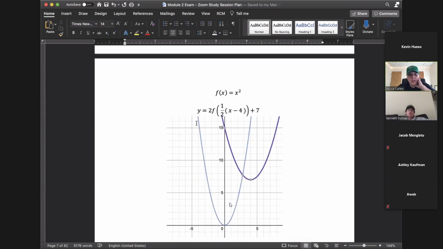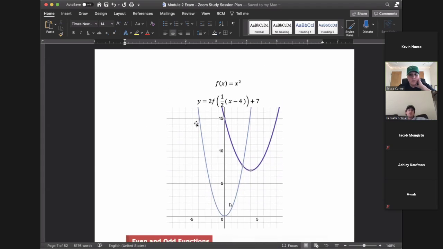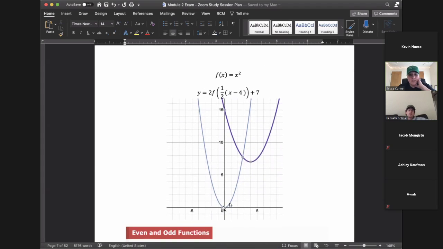So here's the graph of that last one that we looked at. You can basically see that the graph of x squared here, this is just a transformation of the graph of x squared. So it looks like this, and then we are changing it, we're shifting it to the right 4 units, shifting it up 7 units, and stretching it vertically and horizontally by a factor of 2.